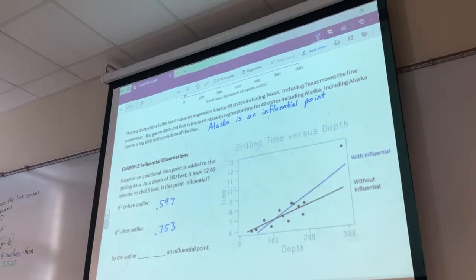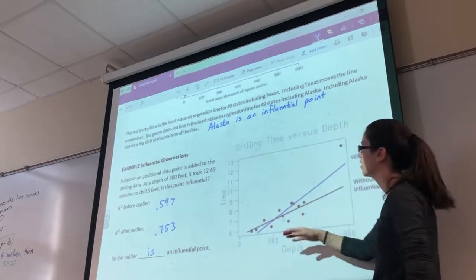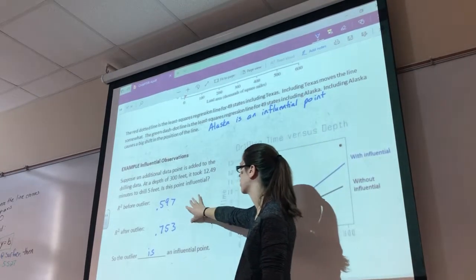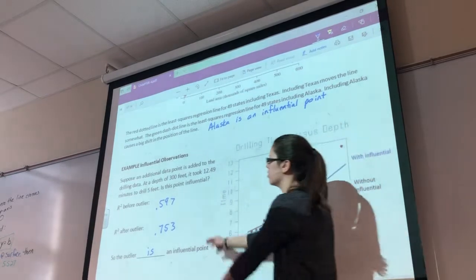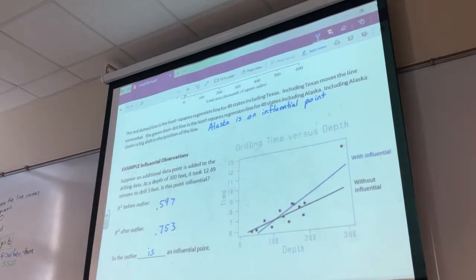Since there is a difference between those two, we'll say the outlier is an influential point, because it did affect our least squares regression line here, and it also increased our r-squared right here. I think this is what they want you to look at when they do the last problem in the homework.